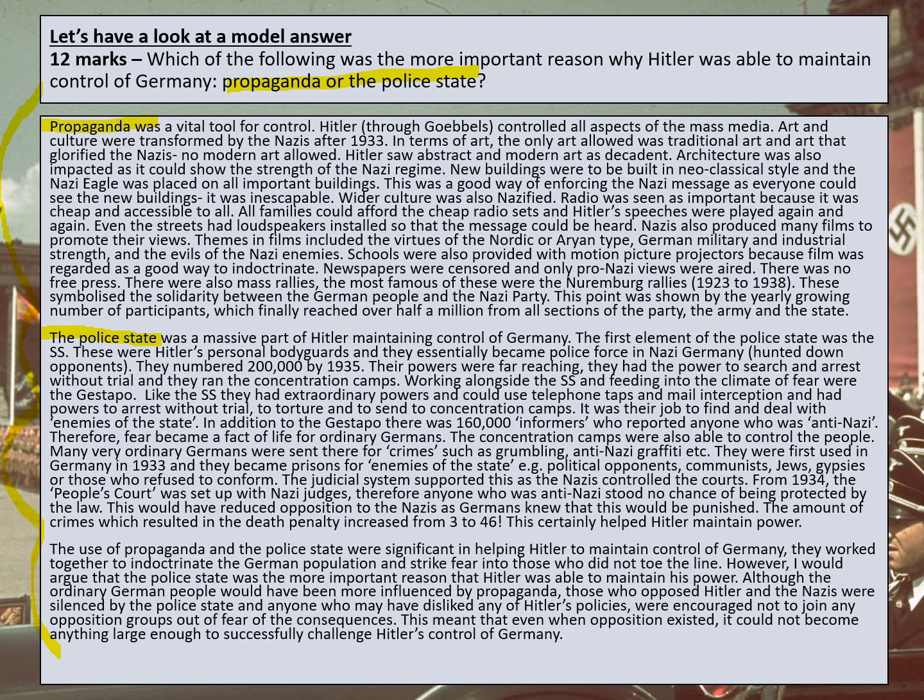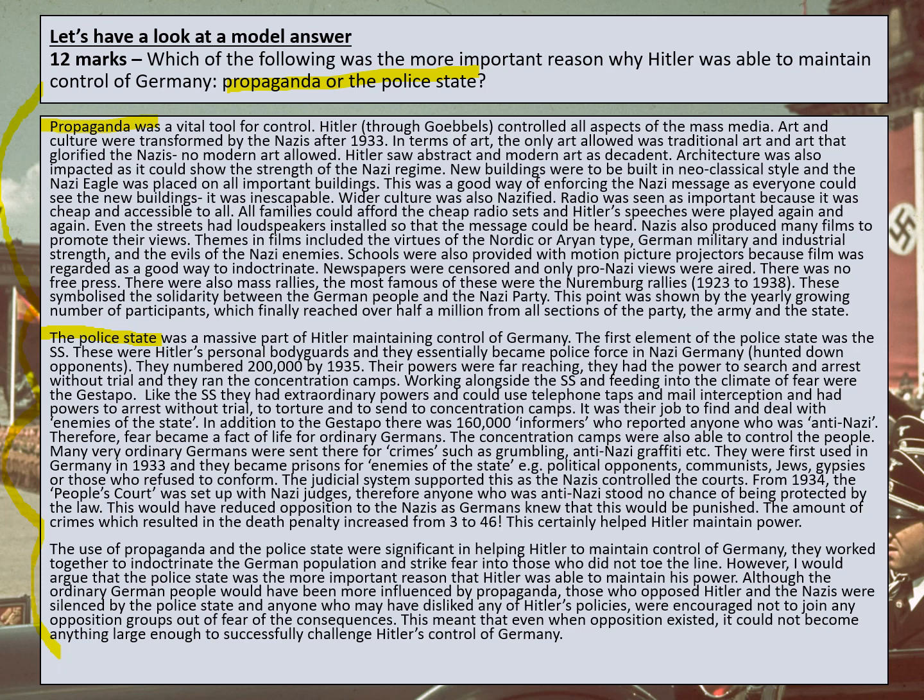There were also mass rallies. The most famous of these were the Nuremberg rallies from 1923 to 1938. These symbolised solidarity between the German people and the Nazi Party. This point was shown by the yearly growing number of participants, which finally reached over 500,000 from all sections of the party, the army and the state.